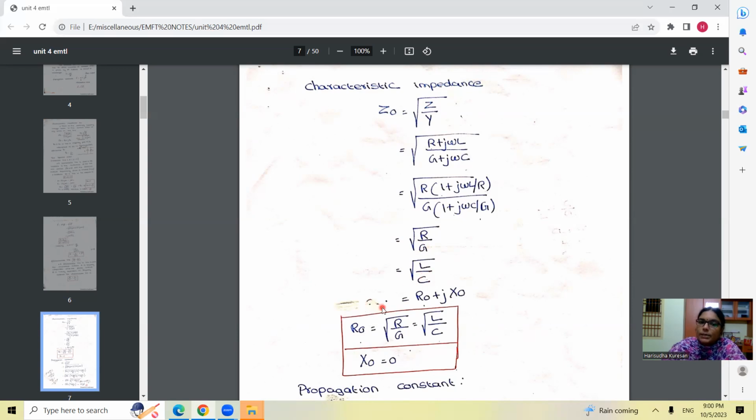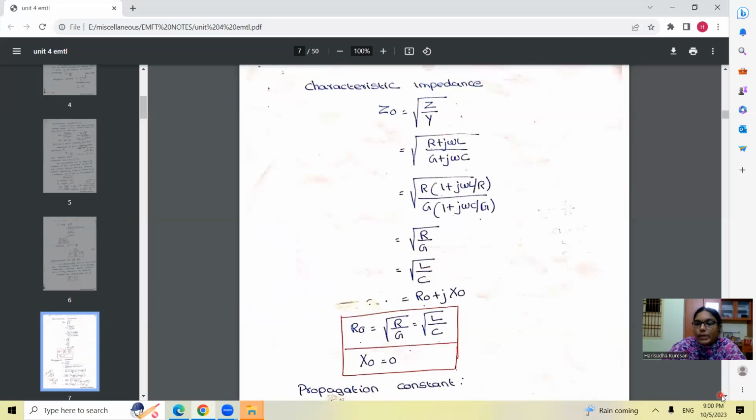So we know that the characteristic impedance is nothing but the real part and the imaginary part. And therefore, the solution we got for the characteristic impedance is a real part. We don't have any imaginary part over here. And therefore, your R naught will be square root of R by G, or else you can write in terms of L by C, square root of L by C, and your imaginary part will be equal to zero.